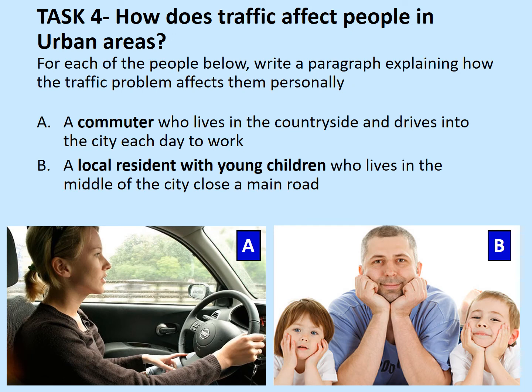Okay, so your next task, task number 4, how does traffic affect people in urban areas? For each of the people below, you're looking to write a short paragraph explaining how the traffic problem affects them personally. So what we have here is A, a commuter who lives in the countryside and drives into the city each day to work. So that's someone who lives in the countryside, as I mentioned, and commutes to their work each day. And then you've got B, a local resident with young children who lives in the middle of the city close to a main road. So how might traffic affect people in these urban areas?